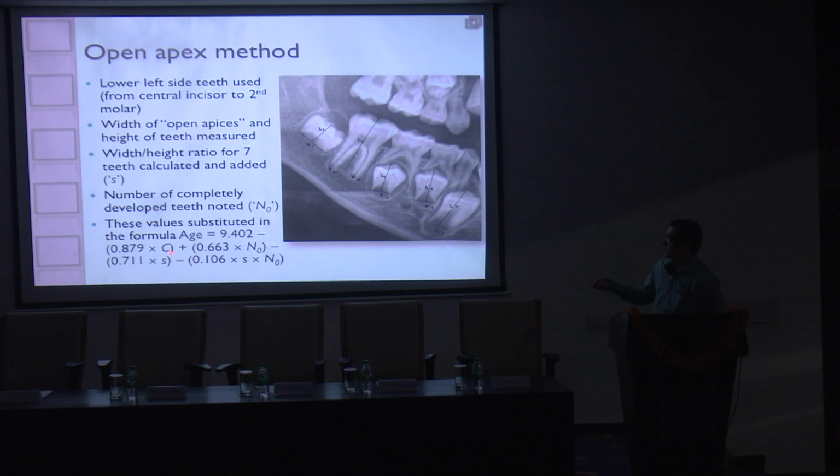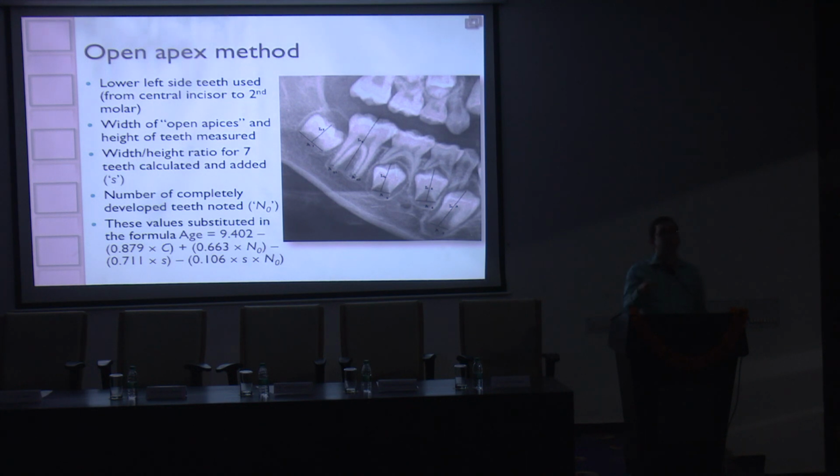What is the C? C actually is a figure which is 0 if the child is from North India or Central India, and it is 1 if the child is from Southern India. So they found minor variations in the way the teeth develop in children from South India and from Central, West and Northern India. Hence, you have to make that slight change there. 0 for North India and 1 for Southern India. And based on this, we end up getting the age of the child.